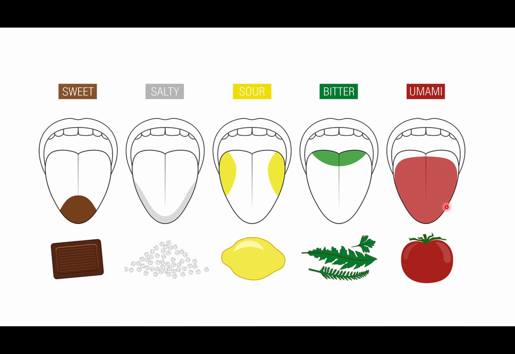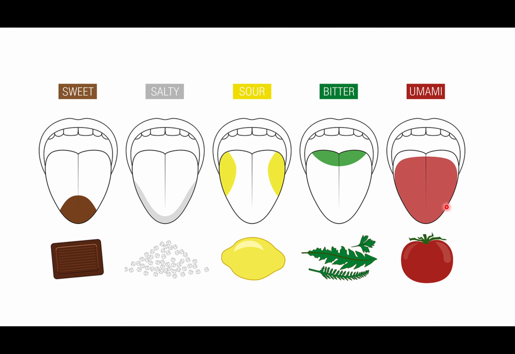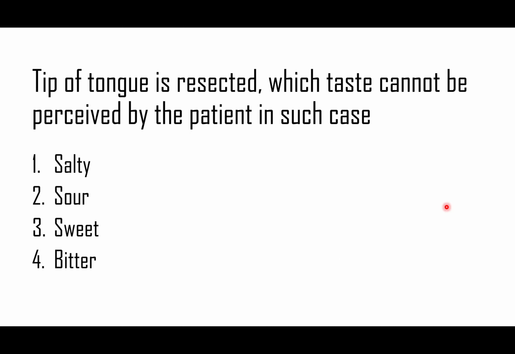two-thirds of the tongue. So the patient will be able to sense all of these tastes except the sweet taste, because the sweet taste is sensed by the anterior part and tip of the tongue. So we can say the right option for this MCQ is that if the tip of the tongue is dissected, the patient will not be able to perceive the sweet taste.